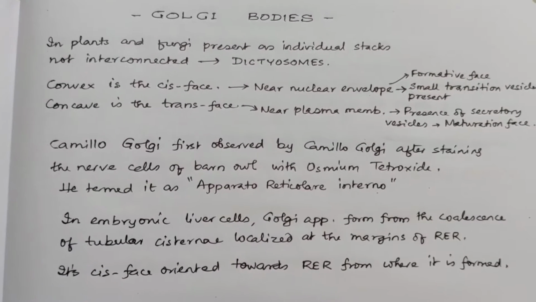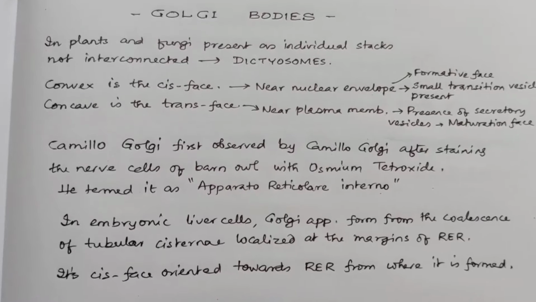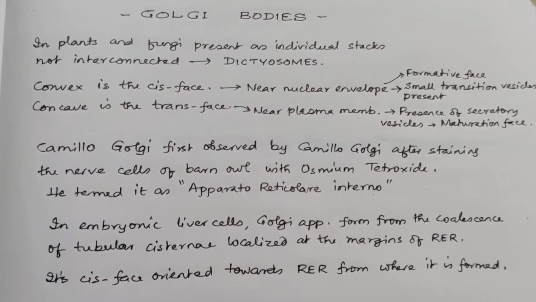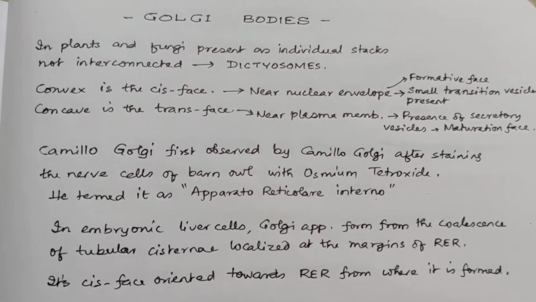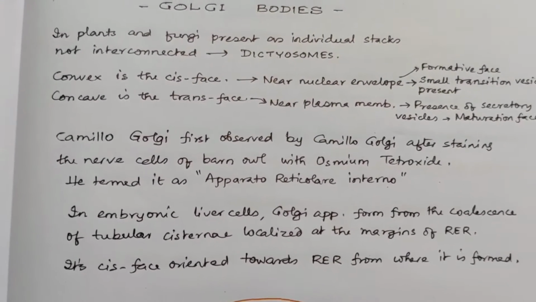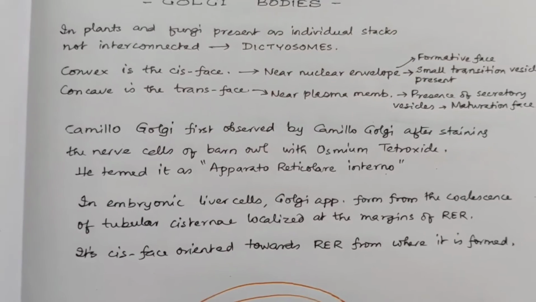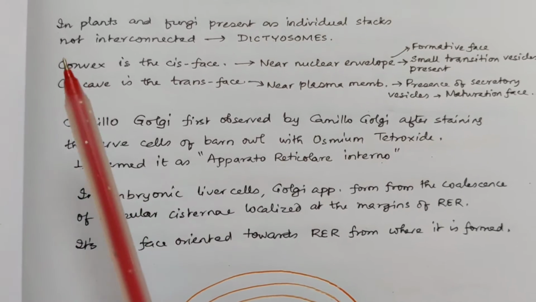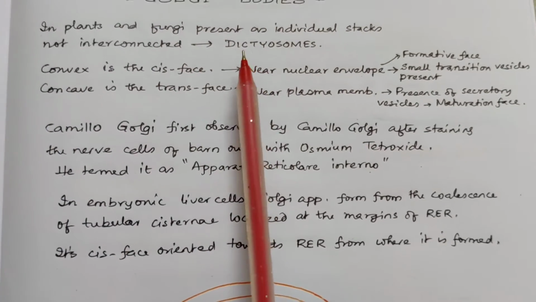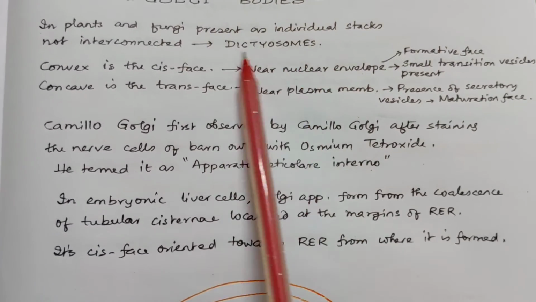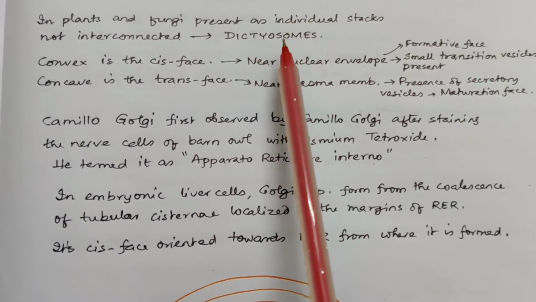Last time we had done up to endoplasmic reticulum. Today we are going to start from Golgi bodies. So this is the next part of the cytogenetics. In plants and fungi, these are present as individual stacks. They are not interconnected and they are known as dictyosomes in plant cells. You have to remember this term, dictyosomes.